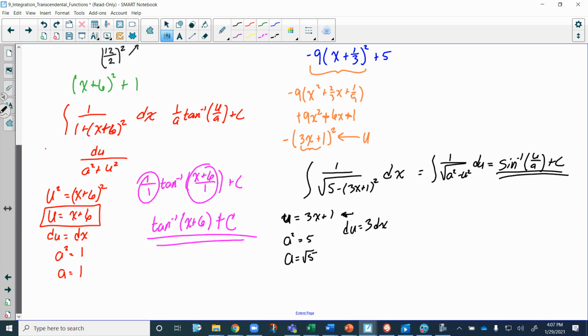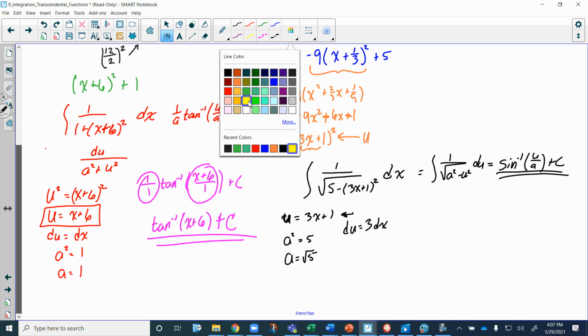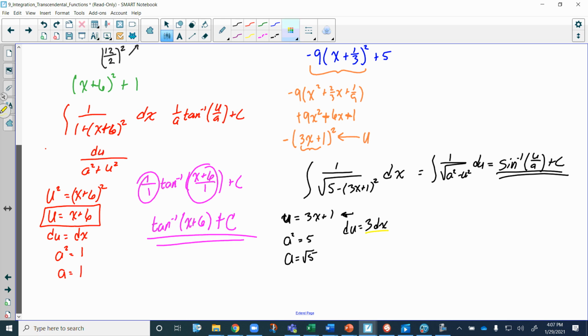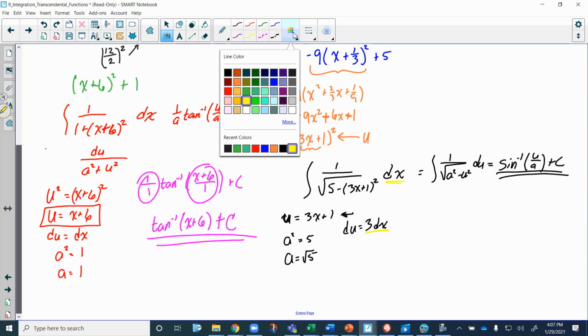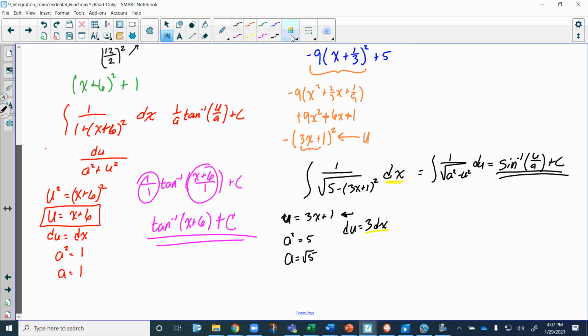And that's where I was making my mistake here. I didn't go ahead and say, does this match this? And it doesn't. So I have to multiply both sides by 1/3, and that'll be 1/3 du equal to dx. And now they match with my u substitution. So I need to put a 1/3 in front of my integral in this case.